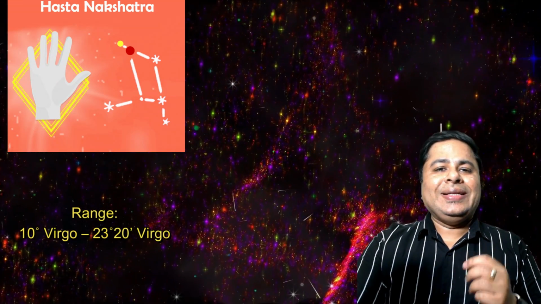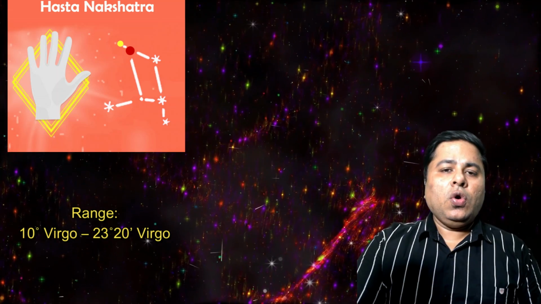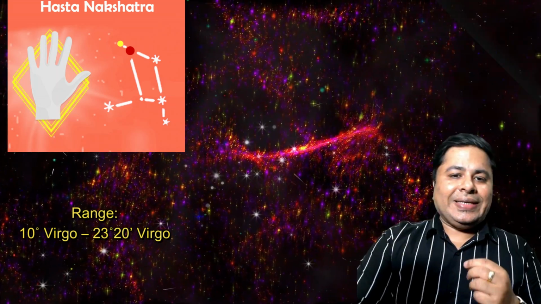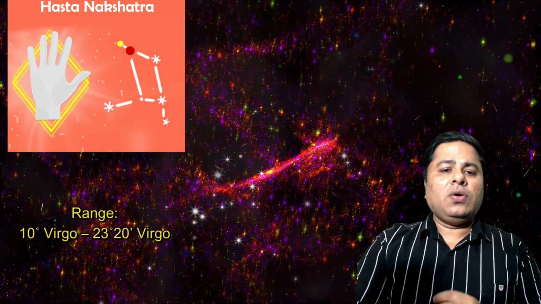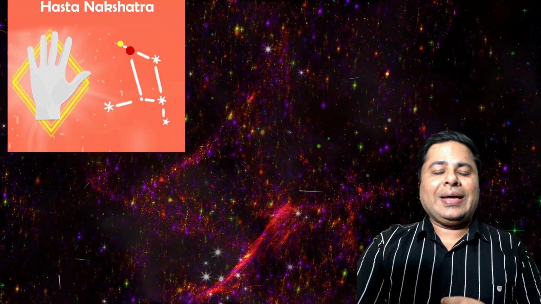Now comes the 13th nakshatra, Hasta. It ranges from 10 degree Virgo to 23 degree 20 ansh of Virgo. Ruling planet is Moon. Its deity is Savitar, the sun god. Its guna is Rajas. Its symbol is hand or clenched fist. Its characteristics. Hasta symbol is the hand or the fist, which signifies working hard and creatively with the hands.